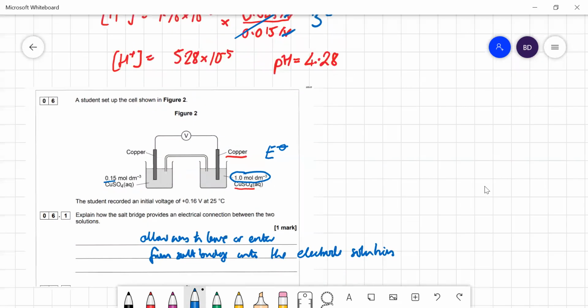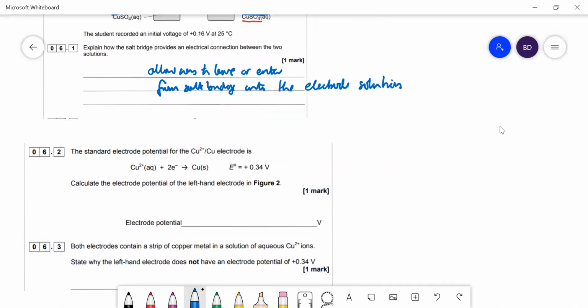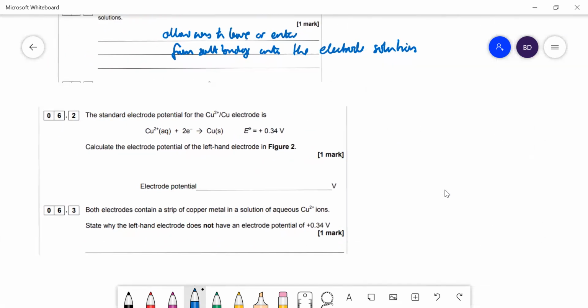Okay. The standard electrode potential, next question, for the copper system then is plus 0.34. Now, that is when you've only got a concentration of copper 2 plus ions of 1 mole per decimeter cubed, which of course you don't have on the left-hand side. It's not 1 mole per decimeter cubed. Right, so if we use this equation, E cell is equal to E right minus E left. Now the right-hand side one is the standard potential because that's 1 mole per decimeter cubed, and we don't know what E left is. So we've got to find out, rearrange.